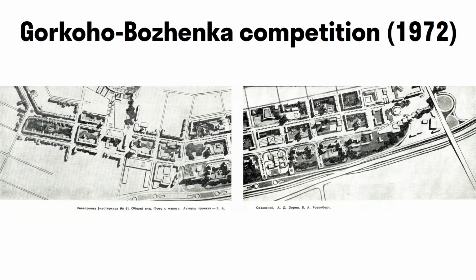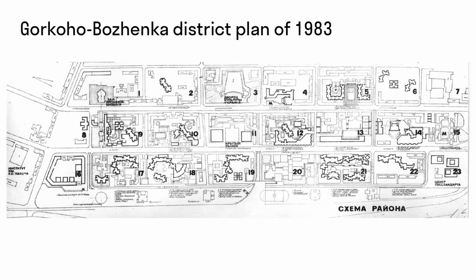And they were trying to develop the whole comprehensive area of this part, which is basically the Horkoho and Bezhenka streets, which had to have a lot more infrastructure, like concert halls, schools, movie theaters, a market, and a lot of infrastructure that was going to work together with this living district. And this form has evolved by 1983.